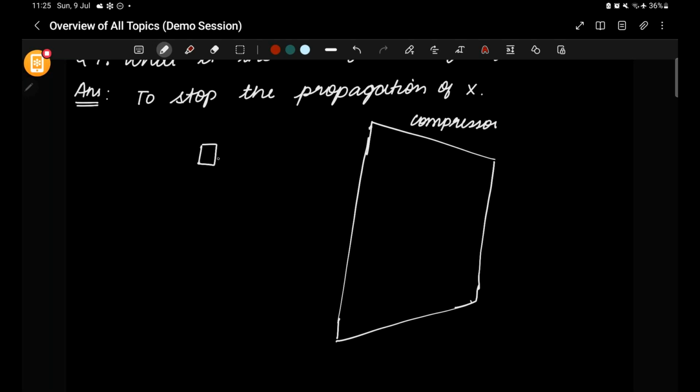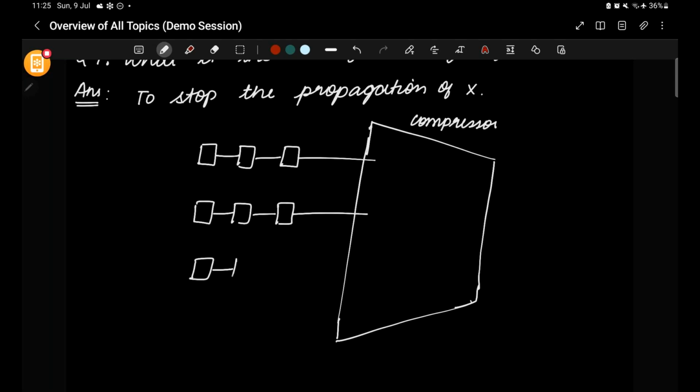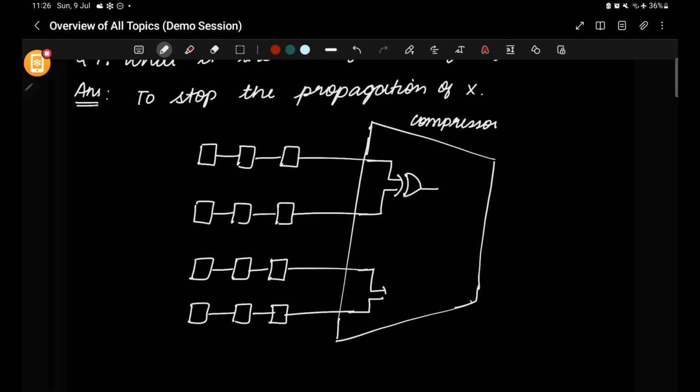So here you'll be having the internal chains like this. Yes, correct. In order to stop the propagation of X, we are going for masking logic. Yes, Abhishek, your answer is correct. So in the compressor, we will be having levels of XOR like this. And say for example, this scan chain is propagating X. The other scan chains are all propagating proper values. Now when one input of the XOR is X, the output of the XOR will be X. And here the output of the XOR will be 1. 0 XOR with 1 is 1.